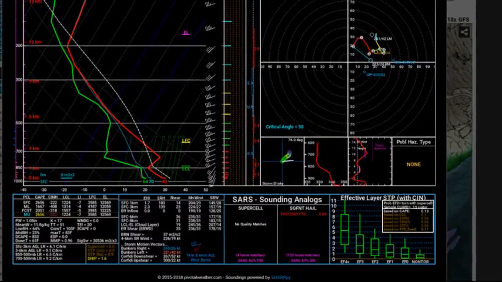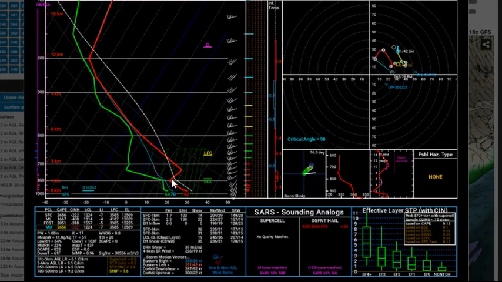This is around 18Z. We can see our loaded gun sounding there. We can see a very strong cap, unfortunately. That cap looks kind of potent there. In fact, you can see the temperatures at 700 millibars are around 12 to 13 Celsius. So that capping may keep things shut down.